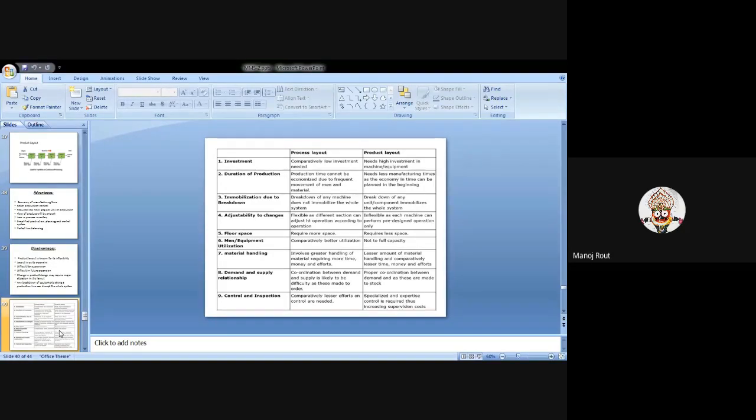Then the next point is floor space. In case of process layout, more space is required. In case of product layout, less space is required. The next point is manpower and equipment utilization. Comparatively better utilization of manpower and equipment in case of process layout, but in case of product layout, it is very less. The next point is material handling. It involves greater handling of material, requiring more time, money, and effort. In case of product layout, a lesser amount of material handling, comparatively less time, money, and effort.